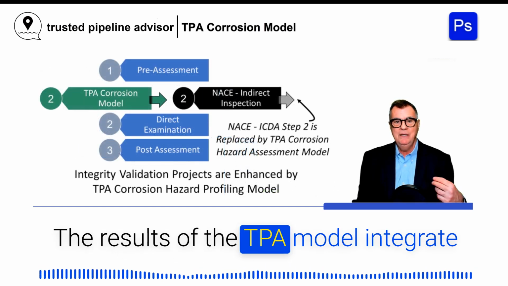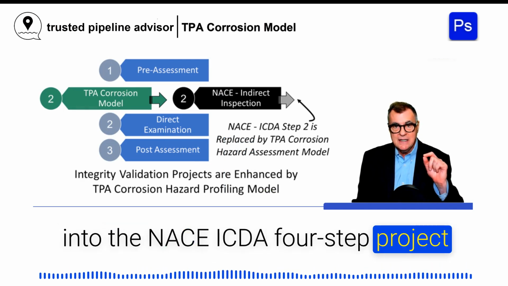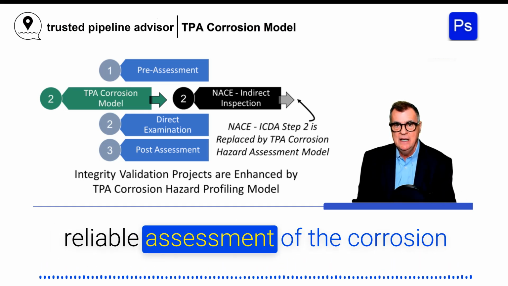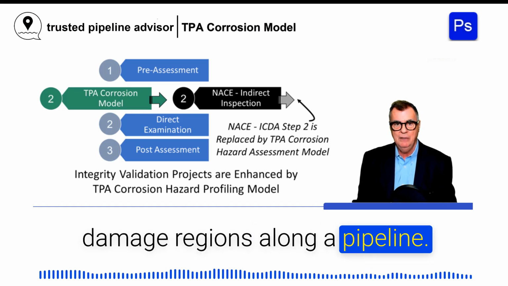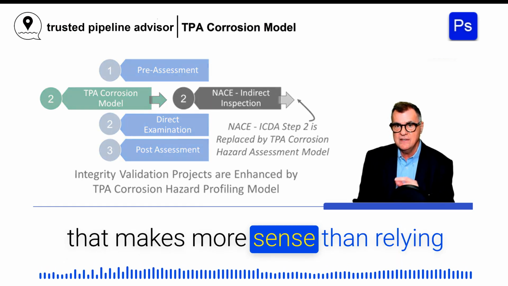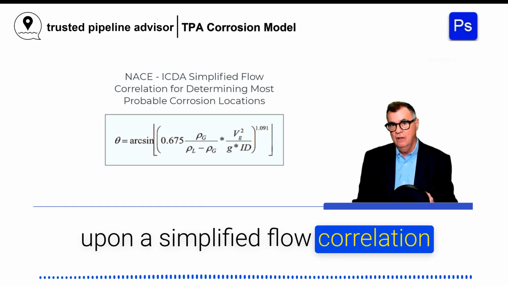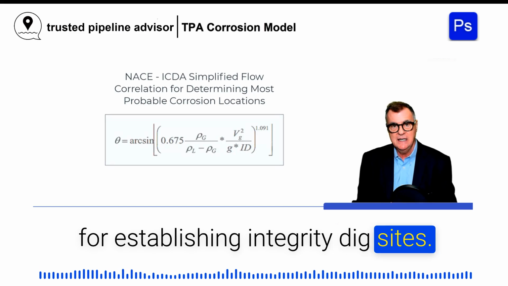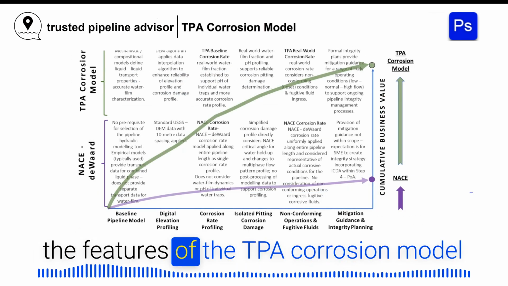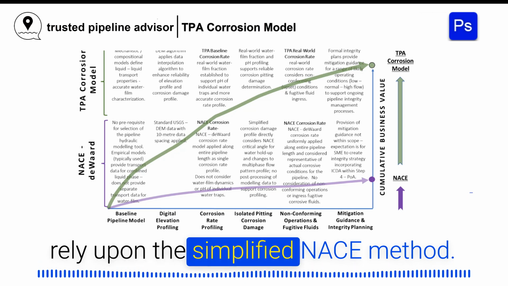The results of the TPA model integrate into the NACE ICDA 4-step project execution model by delivering a more reliable assessment of the corrosion damage regions along a pipeline. This is a project execution strategy that makes more sense than relying upon a simplified flow correlation for establishing integrity dig sites. This is a composite chart that compares the features of the TPA corrosion model with traditional industry models that rely upon a simplified NACE method.